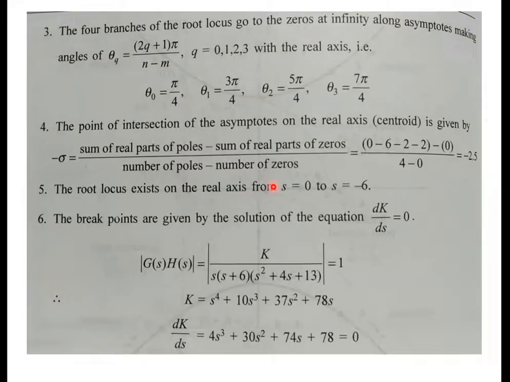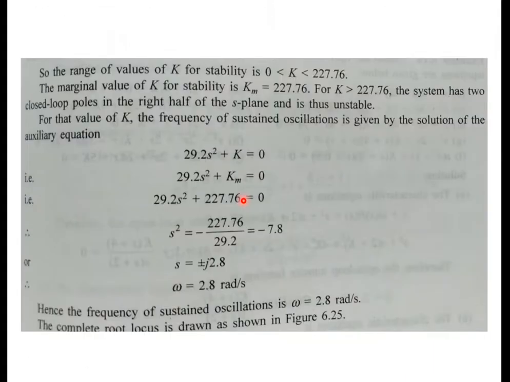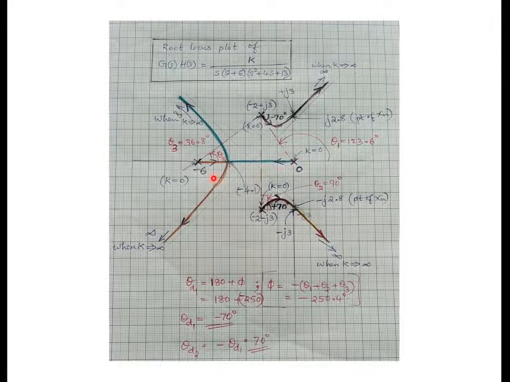Then, wherever the root locus exists, we can also see here. I have already explained the rule: on the real axis, where the root locus will exist, because here there is a pole and here there is another pole.